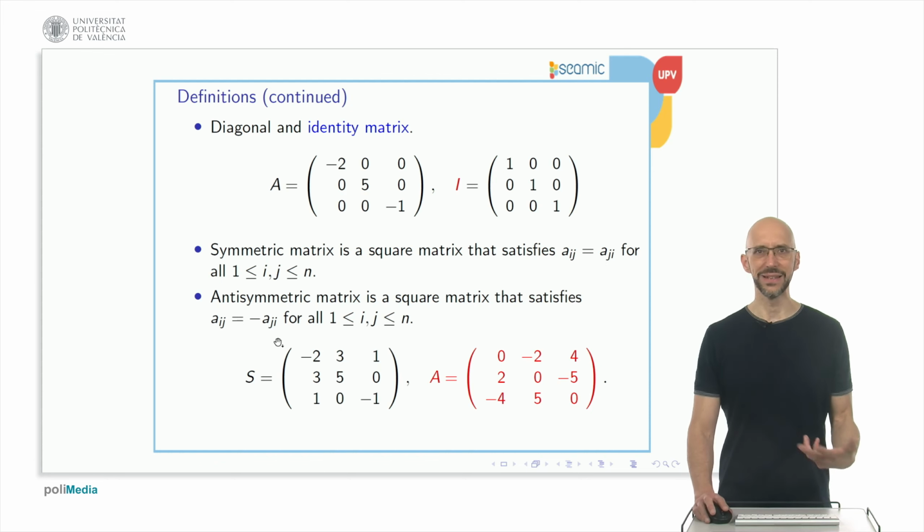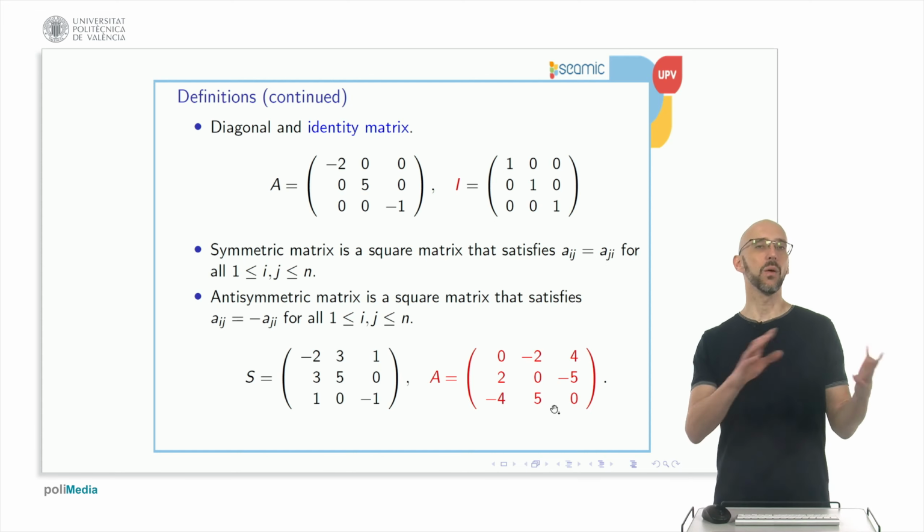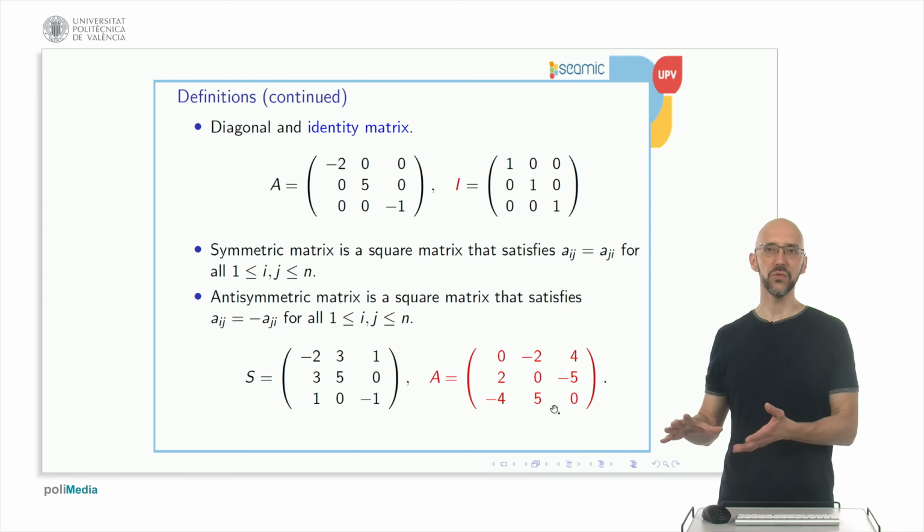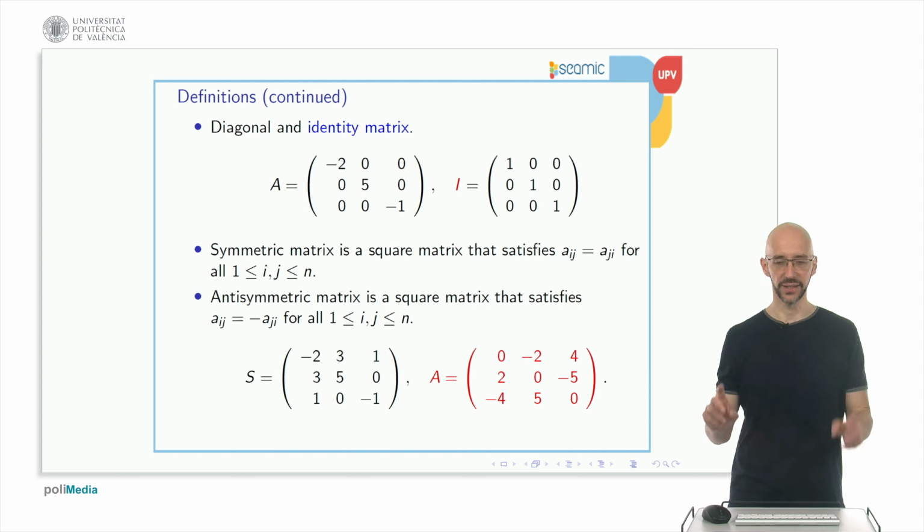It seems strange. Come on, let's see an example. Look, the number in position 1,2, -2, should be equal to the element in position 2,1, but with different sign. If I have here -2, this should be 2. If I have here a 4, then this is -4. If I have here -5, then this should be 5. It's like the symmetric matrix, but changing the sign.